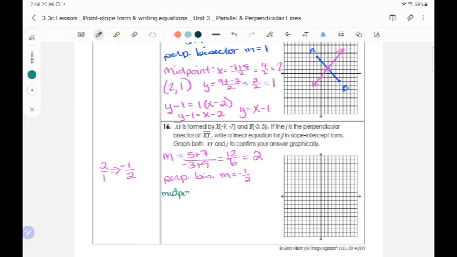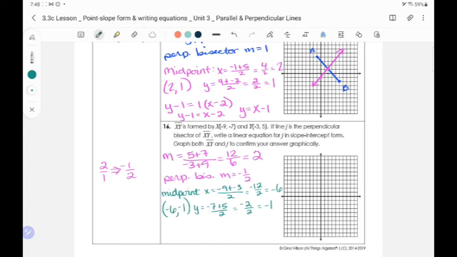I'm going to change my color to do the midpoint. So the midpoint is going to be, for X, -9 plus -3 over 2. That's going to give me -12 over 2, which is -6. And then for Y, I've got -7 plus 5 over 2. Well, -7 plus 5 is -2, over 2 equals -1. So my midpoint is (-6, -1).